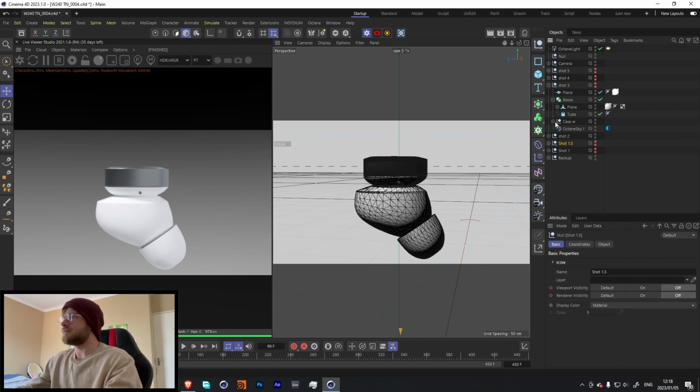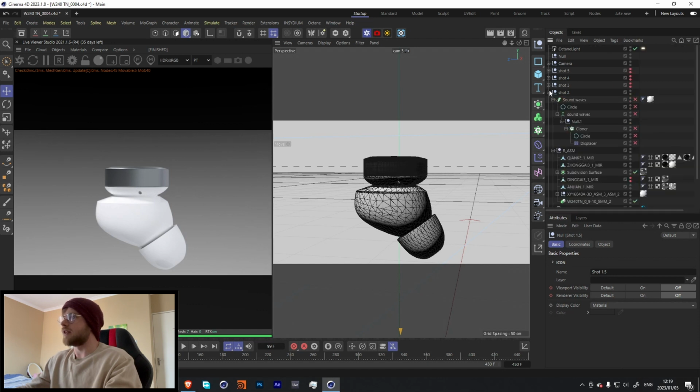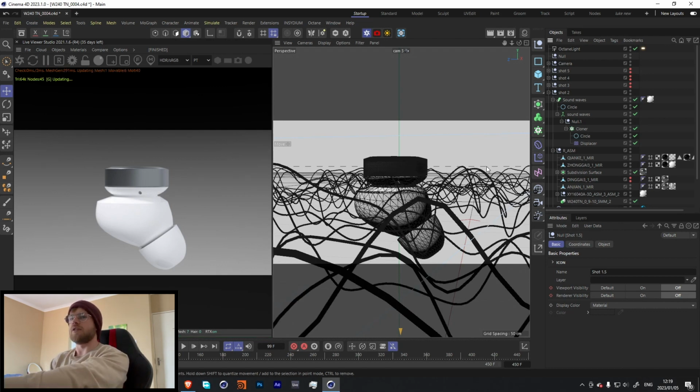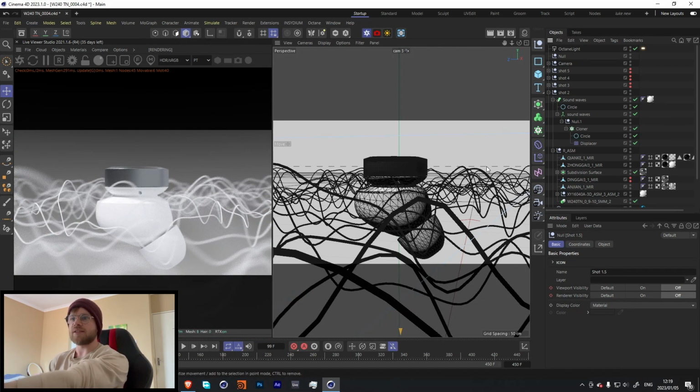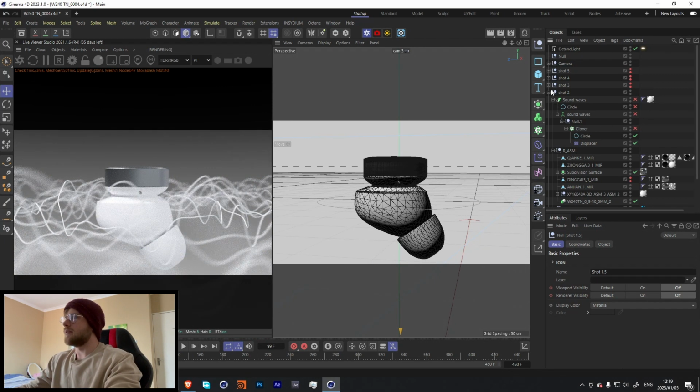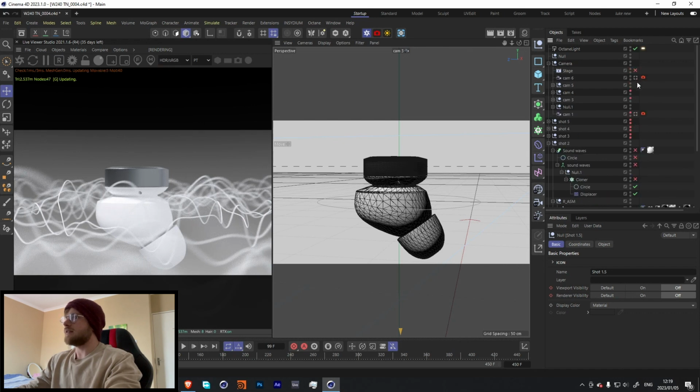One thing that I thought was pretty cool was what I did over here with the scene. I wanted to show this sound wave effect, and to do that it was actually pretty simple, but it ended up looking really cool. Let me go out of the camera over here.